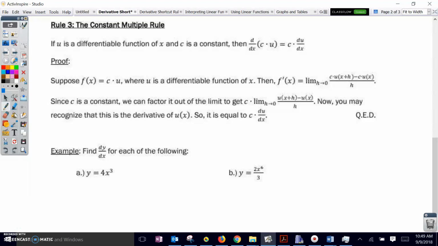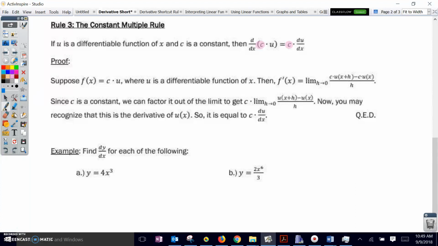Alright, let's continue our exploration of derivative shortcut rules with rule number 3, the constant multiple rule. It says that if u is a differentiable function of x, in other words, any variable expression that we know how to take the derivative of, and c is a constant, then the derivative of a constant times this differentiable function is the constant times the derivative of the function. And you can read through the proof of that there.